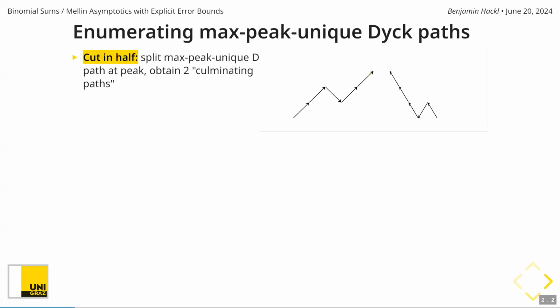Why or how can we tackle this? Let's talk briefly about enumerating those. We can take one of these paths. Now I was too slow. There it is. We can take it.